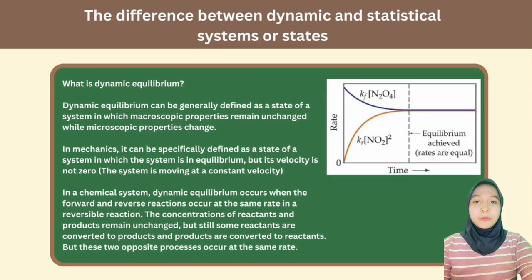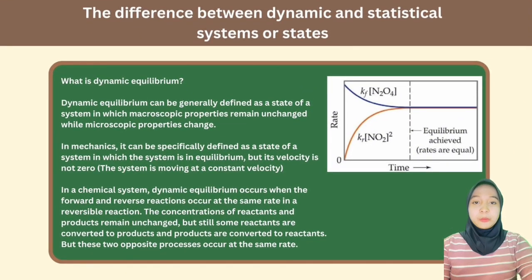What is dynamic equilibrium? Dynamic equilibrium can be generally defined as the state of a system in which the macroscopic properties remain unchanged while the microscopic properties change. In mechanics, dynamic equilibrium can be specifically defined as the state of a system in which the system is in equilibrium, but its velocity is not zero. The system is moving at a constant velocity.